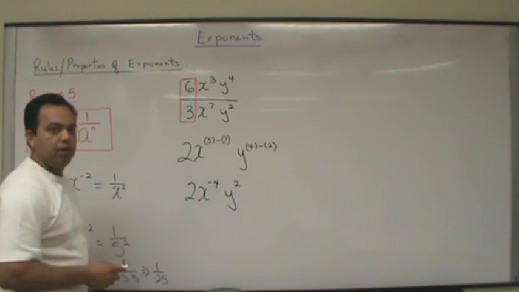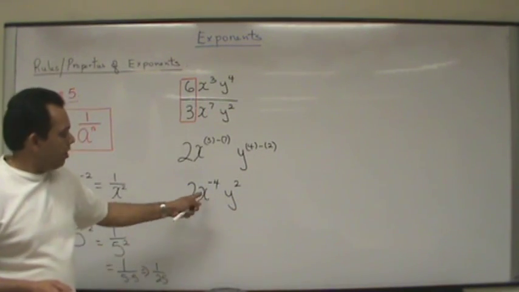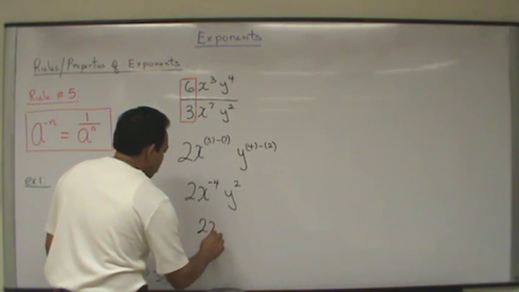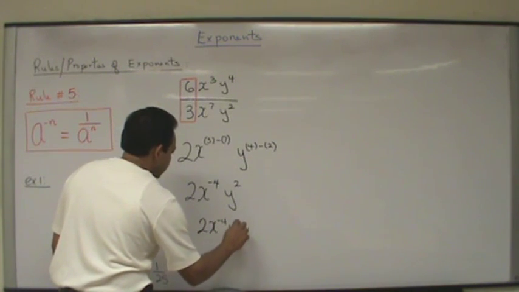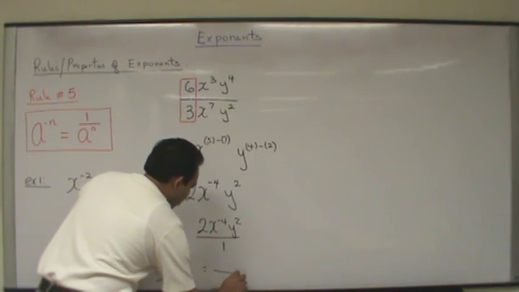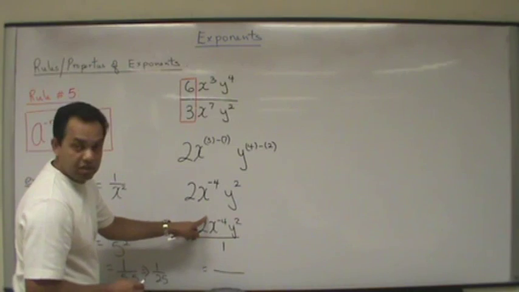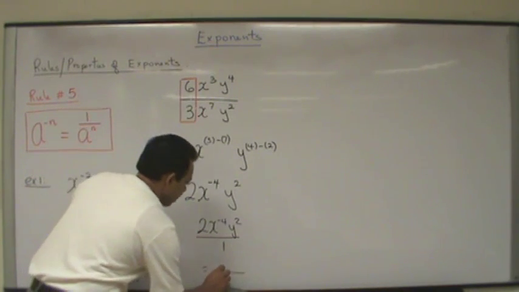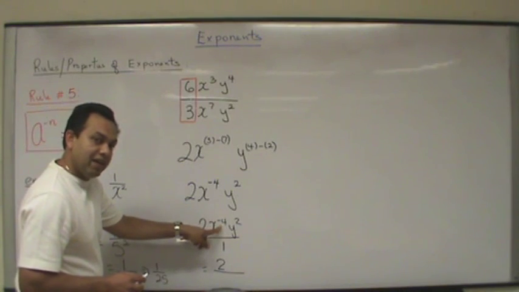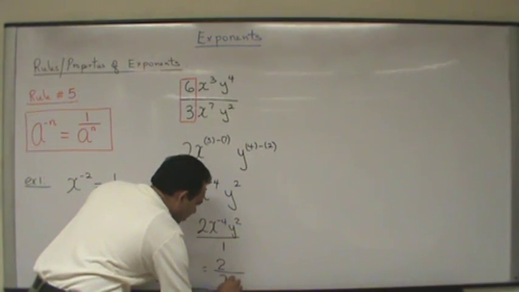That's the second power. But I cannot leave my answer with a negative exponent. Well, this is the same as if I write 2x to the minus 4 y squared over 1. And let's investigate each one of them. What's the exponent of the 2? Well, the exponent of the 2 is an invisible 1, so it's positive, so it stays in the numerator. The x has a negative exponent. It's in the numerator, so by bringing it to the denominator, it becomes positive.